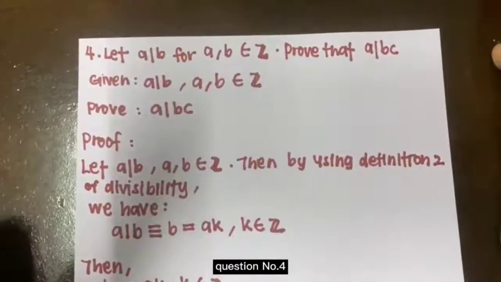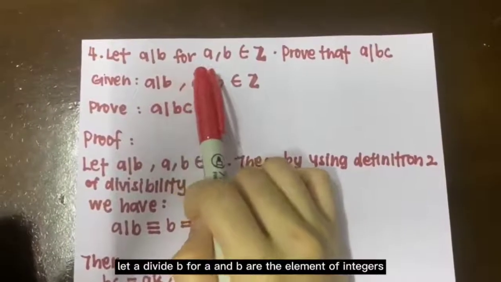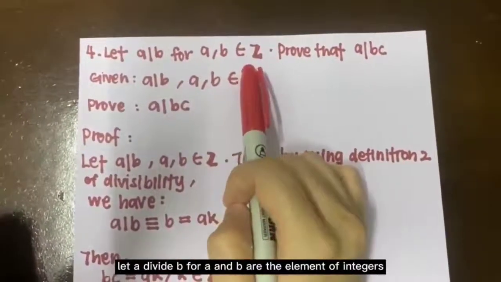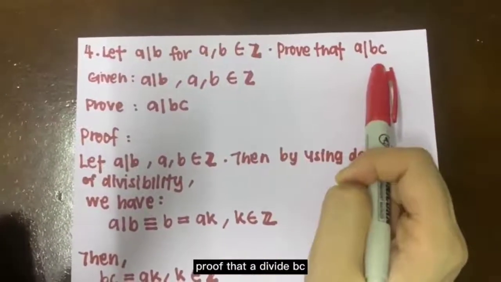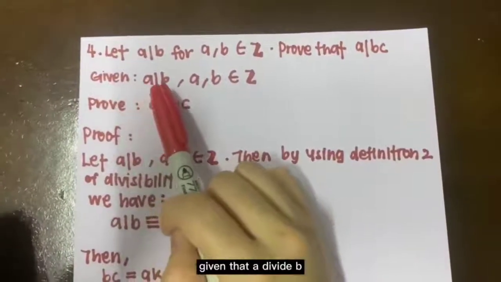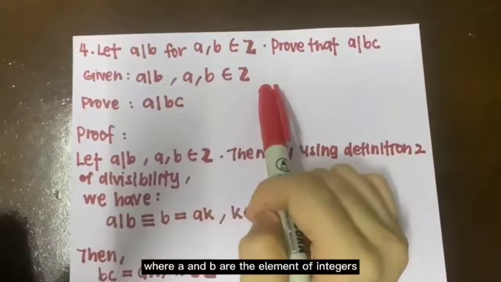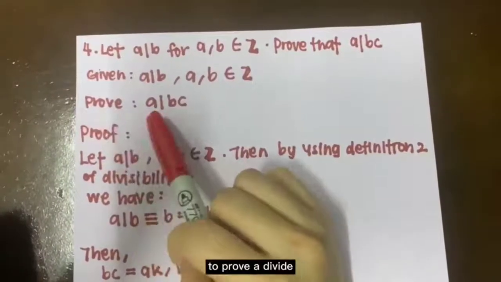For question number 4, let A divides B for A and B elements of integers. Prove that A divides BC. Given that A divides B, where A and B are elements of integers, to prove A divides BC.